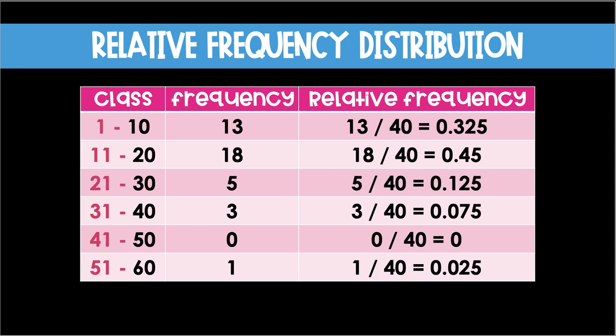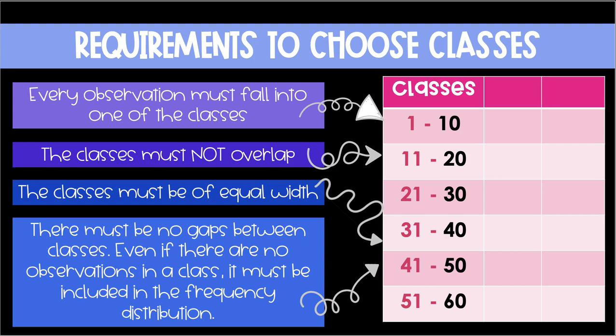A summary of the requirements to choose classes, things you have to consider and never forget. Every observation, every individual, every value in your data set must fall into one of the classes. You cannot leave any out, and if your classes do not include all of the values, then you have to create more classes. The classes must not overlap.